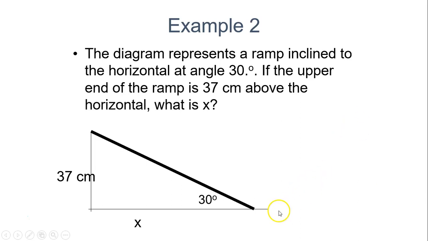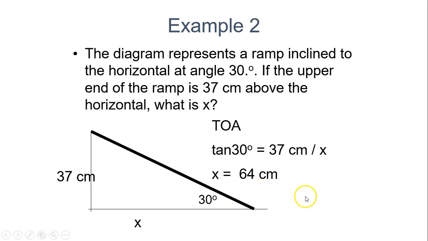The diagram represents a ramp inclined to the horizontal at an angle of 30 degrees. If the upper end of the ramp is 37 centimeters above the horizontal, what is x? Take a look at this right triangle. This is 30 degrees. We know the opposite. We have to find adjacent. So in this case, TOA is the best one to use to solve this question. Tangent theta equals opposite over adjacent, 37 over x. Again, to solve for x, tangent theta and x can be exchanged. So x equals 64 centimeters.